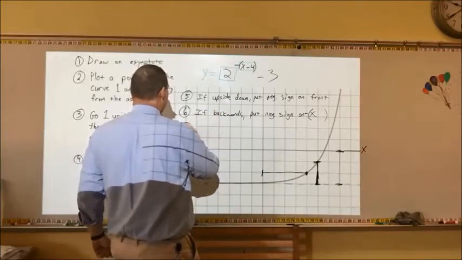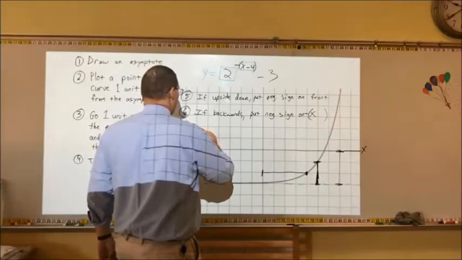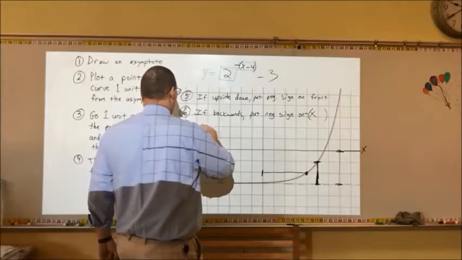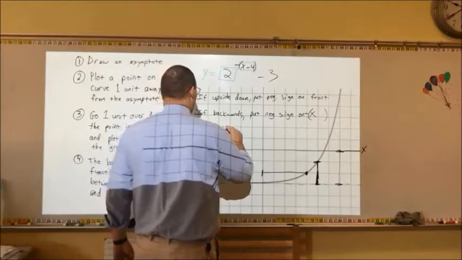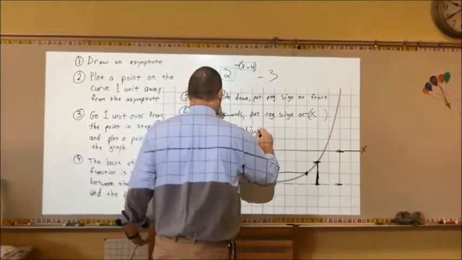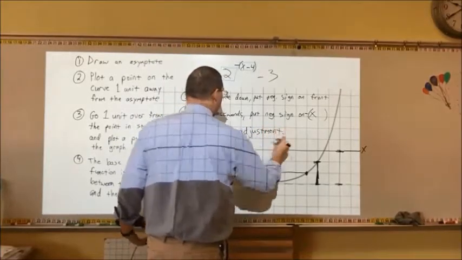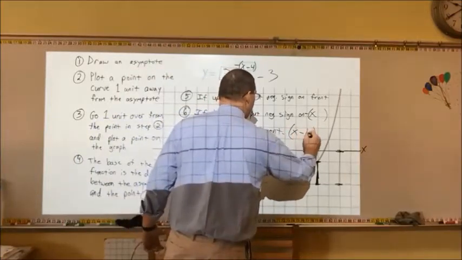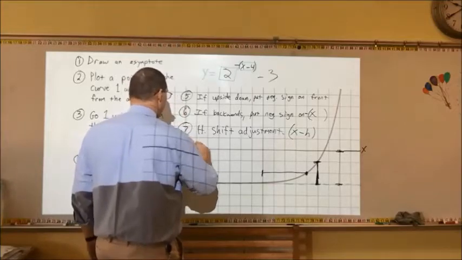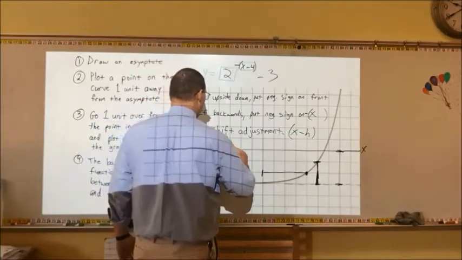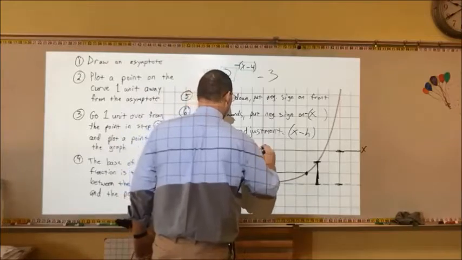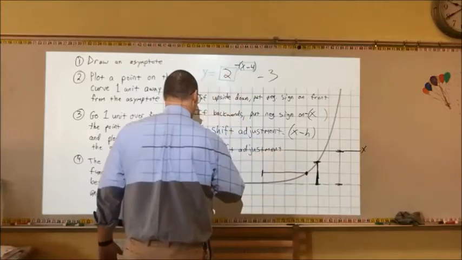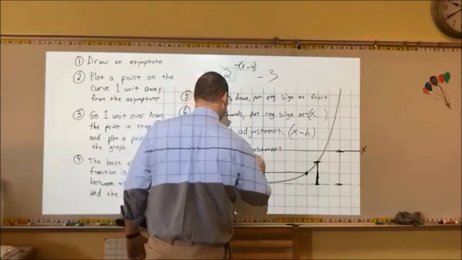And then step 7. Step 7. Horizontal shift adjustment. I mean, I don't know any other way to say it other than adjust your x. You know, you're going to have an x plus, or x minus h, and then step 9, vertical shift adjustment, which is on the end. On the end.